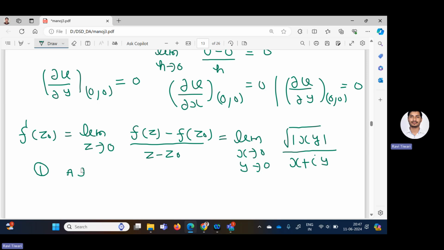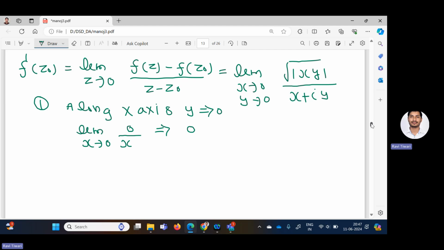If I choose a path along the x-axis, what will be y? Along the x-axis, y will be 0. So you will get limit x tends to 0, and y is 0, so the numerator is 0 divided by x plus iy. Along the x-axis, the limit is 0. Along the y-axis, x will be 0, so again you get limit 0.